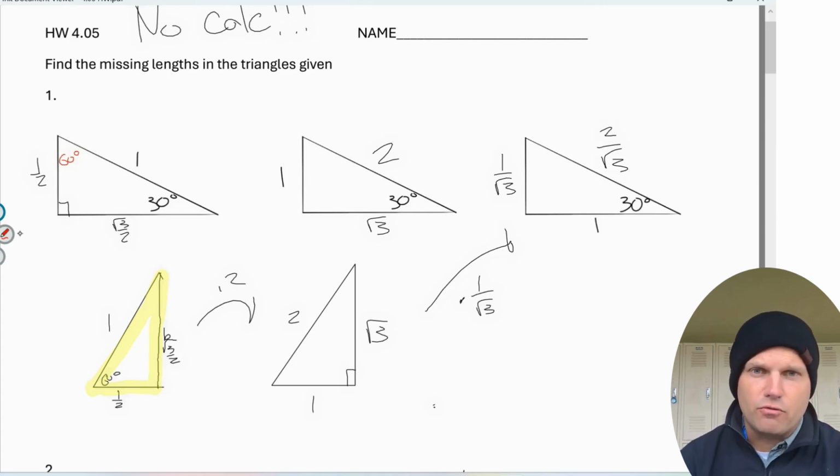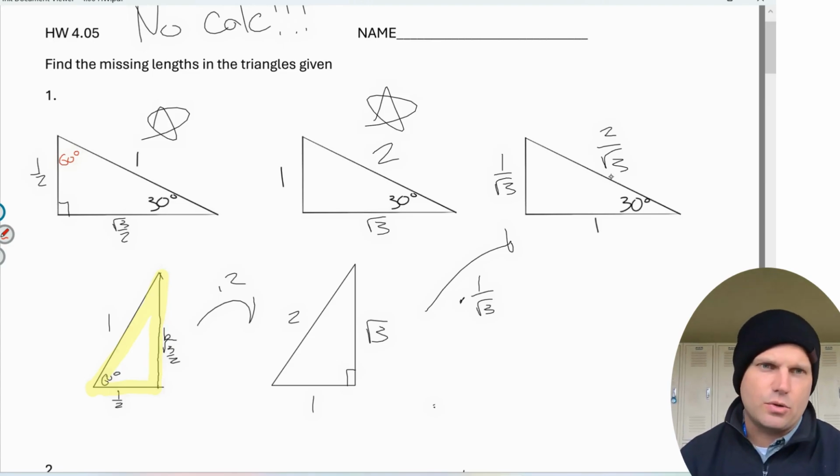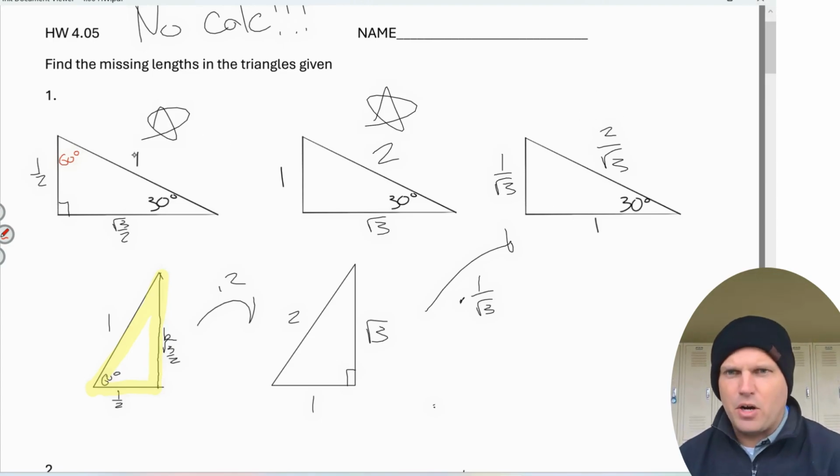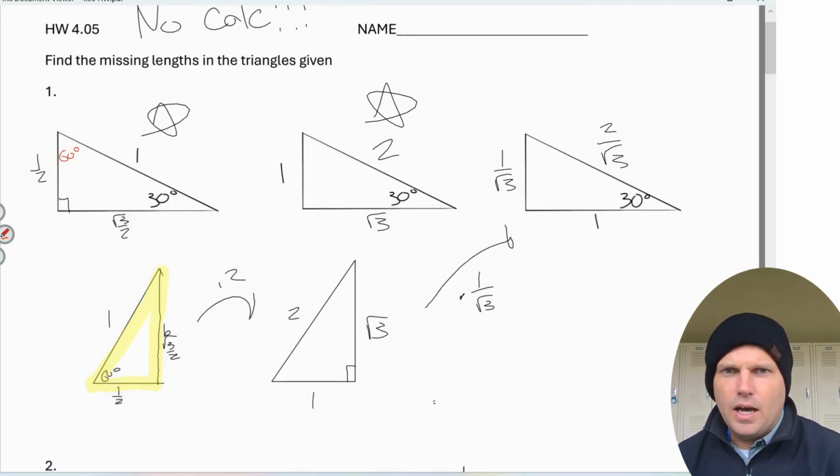These are 3 triangles you could really scale. We usually just stick to these 2. The third one we don't really memorize, but you either have this one memorized or you have this one memorized, and you work with that.